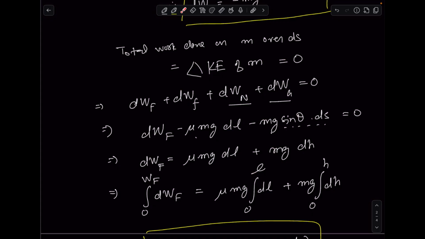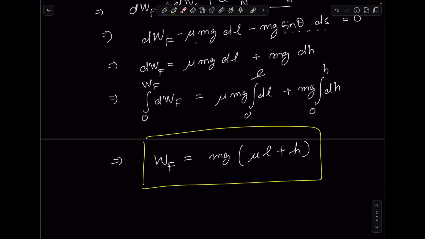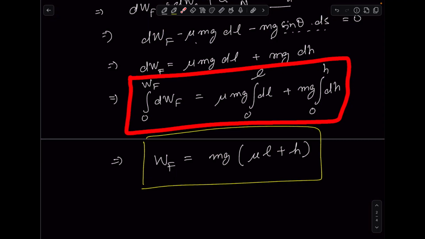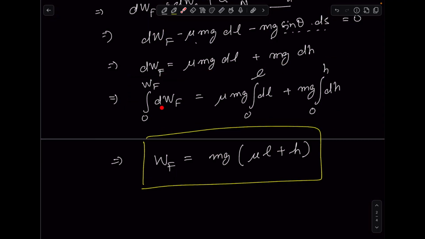Now we substituted the values, and that gave us this equation, and then we integrated it over the total movement. This represents the total movement over the entire hill. The work done at the start of the hill is 0 by the force F, and at the end of the hill is what we need to calculate, so W_F. When we integrate this expression, mu, m, and g are constants, and dl is what varies from 0 to L. And when we integrate this expression, m and g are constants, and dh is what varies from 0 to h, which gives us this nice answer.